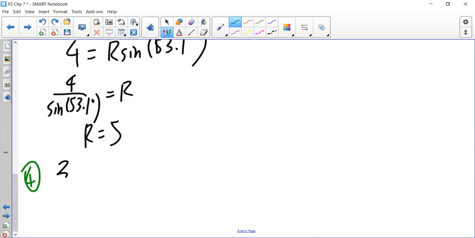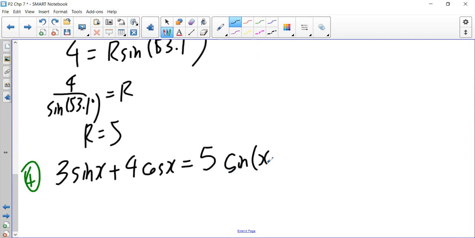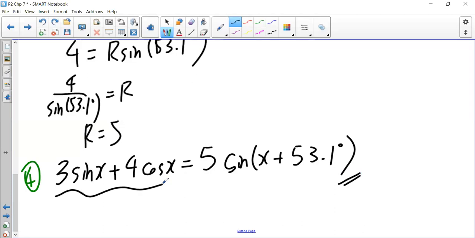The final equation that you would write is 3 sine x plus 4 cos x, therefore equals R, which is 5 sine x plus alpha, which is 53.1 degrees, and that's the answer, right? So we have successfully changed that 3 sine x plus 4 cos x into 5 sine x plus 53.1 degrees.